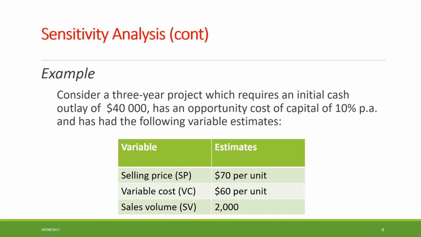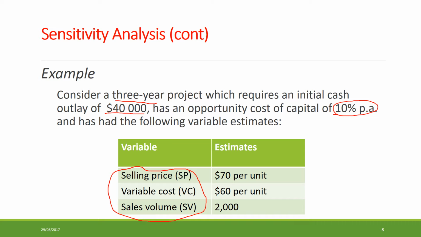So as an example, let's see how we can do sensitivity analysis on a project where we want to estimate the effects of these three variables on our NPV analysis. Right. So what we have here is a 3-year project. The initial cash outlay is $40,000. The opportunity cost of capital, or just the cost of capital, is 10% per year. Right. So we estimate that the sale price is $70 per unit. The variable cost is $60 per unit, and the sales volume is 2,000 units. Right.